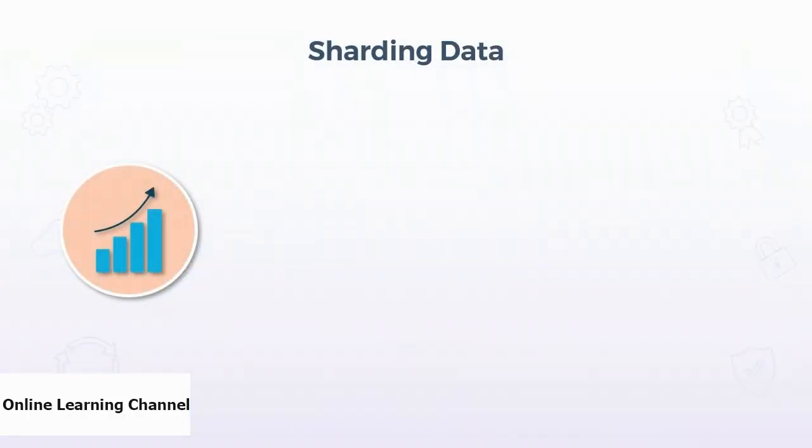Let's take a look at the concept of sharding data. Sharding is a method for distributing large amounts of identically structured data across multiple independent databases. Some reasons for sharding include that the amount of data may be too large to fit within a single database due to the limitations of that database.